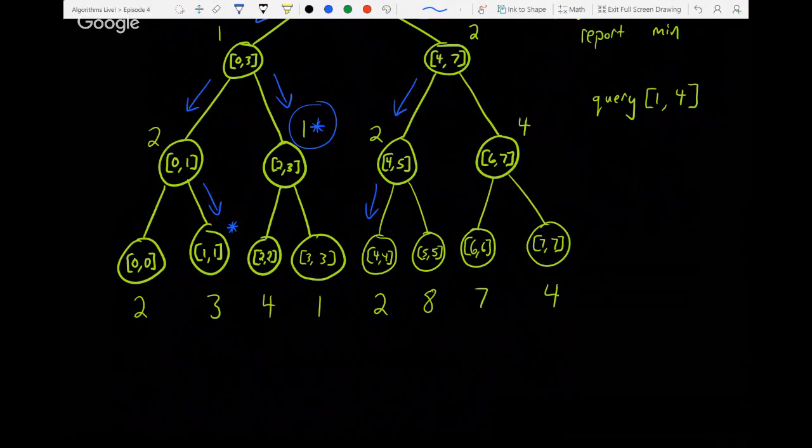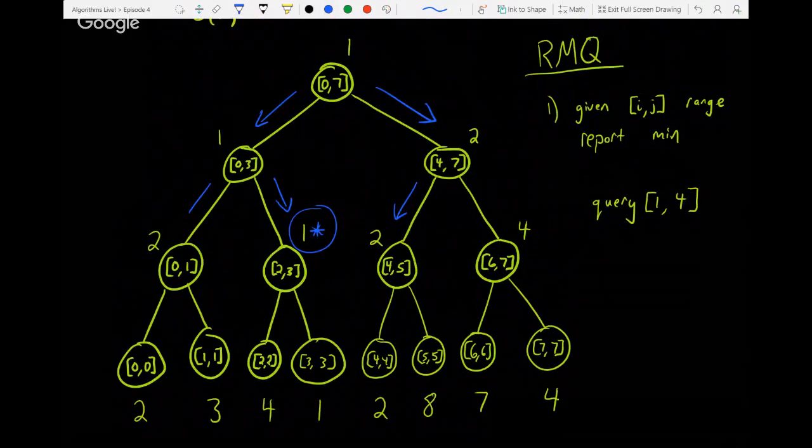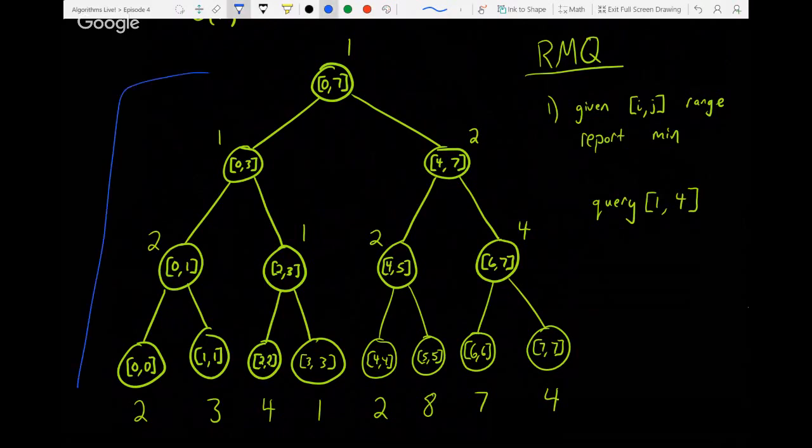What you should be noticing in this example is it seems like I'm doing a lot of work to do this range minimum query. I'm touching a lot of nodes. It's not like a binary search tree. So you'll notice this has log n depth, right? The range is being cut in half each time. So I know it is log n depth. But I'm touching more than just the depth number of nodes. I'm touching a lot more nodes.